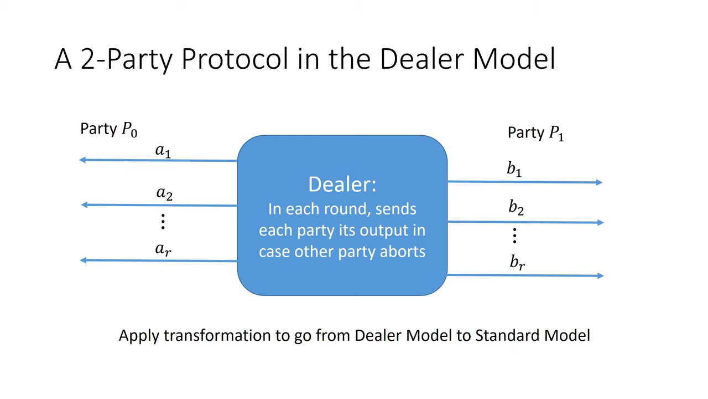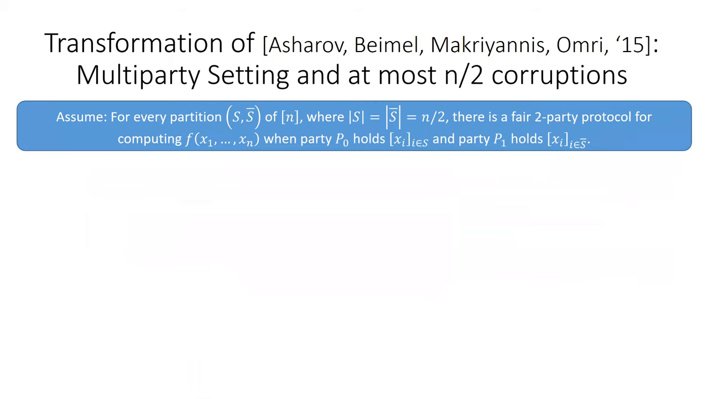And without loss of generality, we're going to be assuming that party P0 gets its output A_i before party P1 gets its output B_i. Once we have a secure protocol in the dealer model, we can apply standard transformations to go from the dealer model to the standard model.